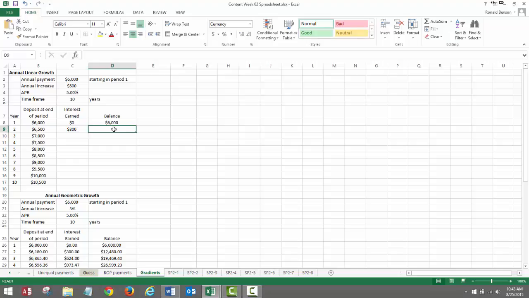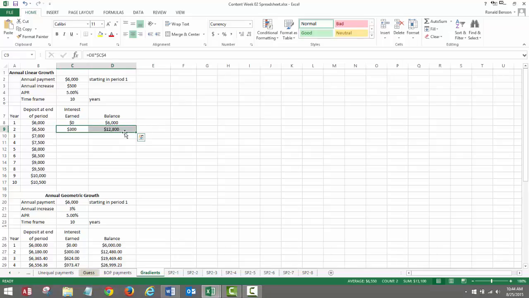So the balance at the end of that first year 2 is equal to the balance at the end of year 1, plus, note that I'm just positioning on the cells, and that fills it for me up above, that's the deposit, and here's the interest in C9. So at the end of year 2, we will have 12,800. That's 6,000 plus 6,500 plus 300.